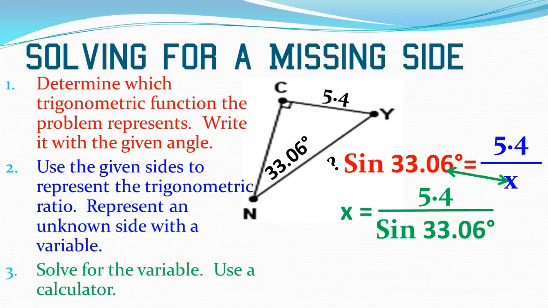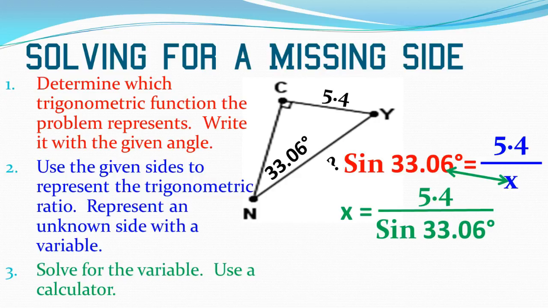Now I need to use my calculator. I'm taking 5.4 divided by sine of 33.06. Your calculator, when you type in sine, opens a parentheses. After the parentheses, type in 33.06 and close your parentheses. If your answer does not match our answer, first make sure that you wrote out your work correctly and typed it in your calculator correctly, but also make sure that you are in degree mode in your calculator, not radian mode.